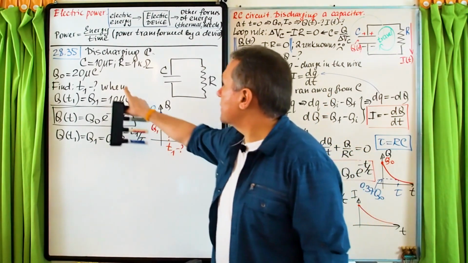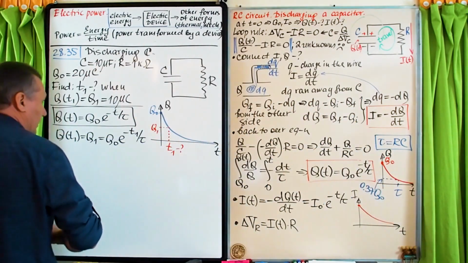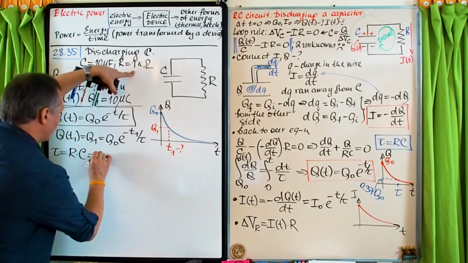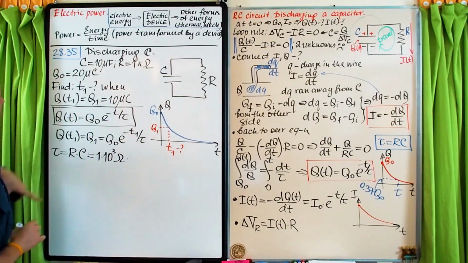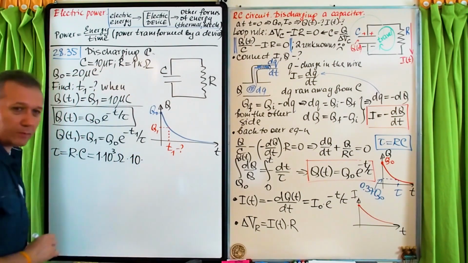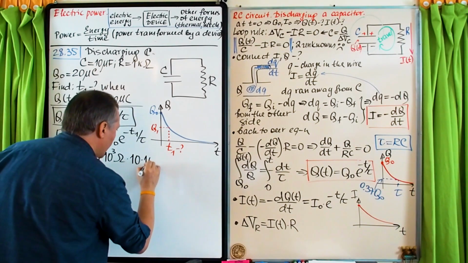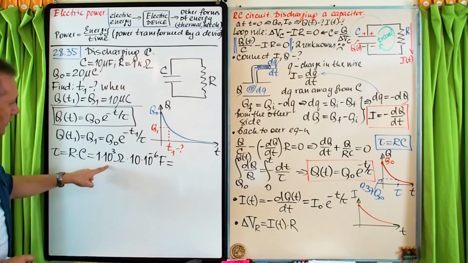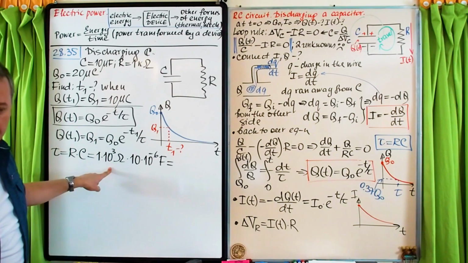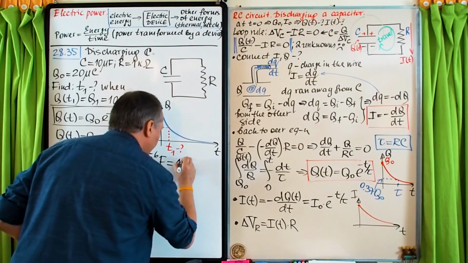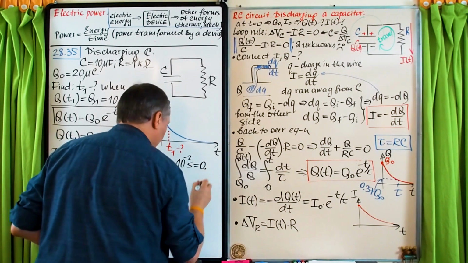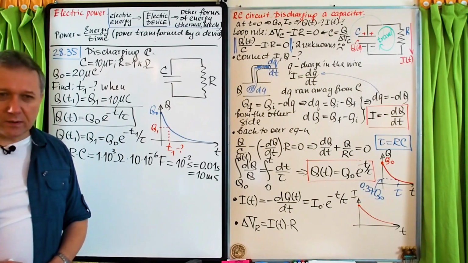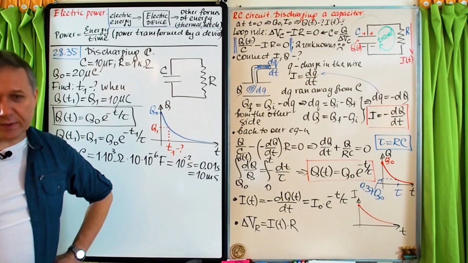Tau is R times C, and since resistance and capacitance are given, we should be able to find the RC time constant easily, right? So tau equals R times C. R is 1 kilo ohm, 1 times 10 to the power of 3 ohms. C is 10 microfarad, micro is 10 to the power of negative 6, so 10 to the power of negative 6 farads. Here, 10 to the power of negative 2 seconds, which is 0.01 seconds or 10 milliseconds. Whatever you prefer, 1/100th of a second or 10 milliseconds.